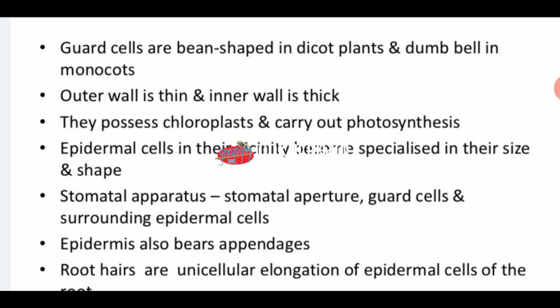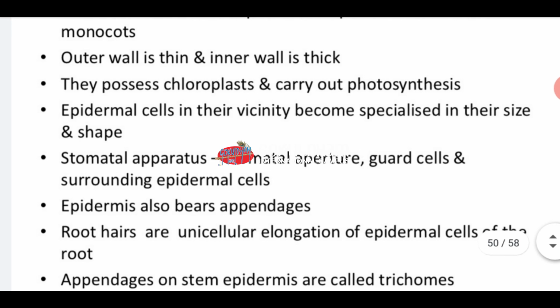Means in the guard cells, the outer wall is thin and the inner wall is thick. They possess chloroplasts and carry out photosynthesis. As I already mentioned, these guard cells are the only cells present in the epidermis having chloroplasts, and they perform photosynthesis.